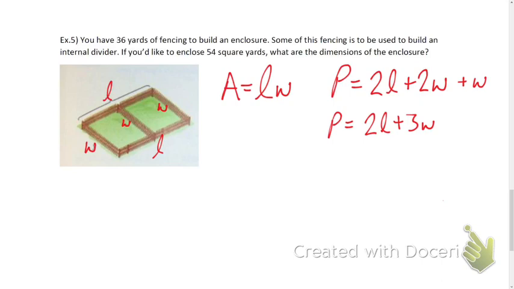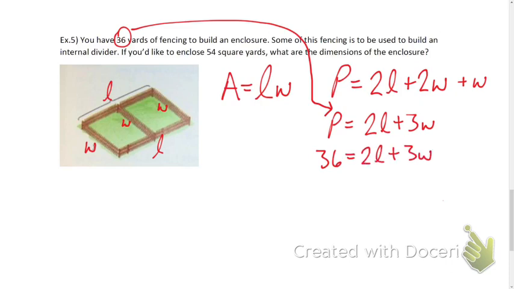So we have our 2 equations. I need to plug 36 in place of perimeter, because that's how much fencing we have. So we have 36 equals 2L plus 3W. And I know 54 is my area.